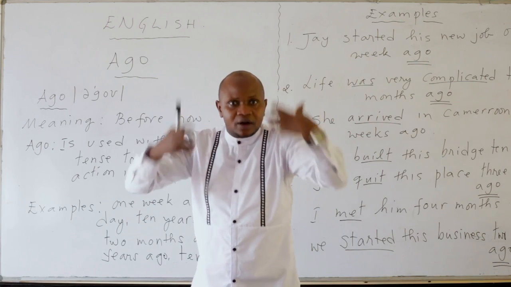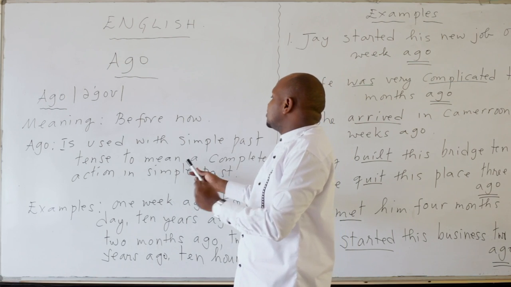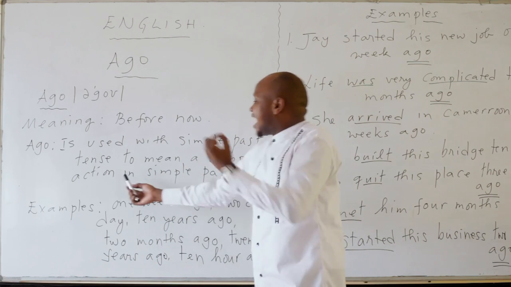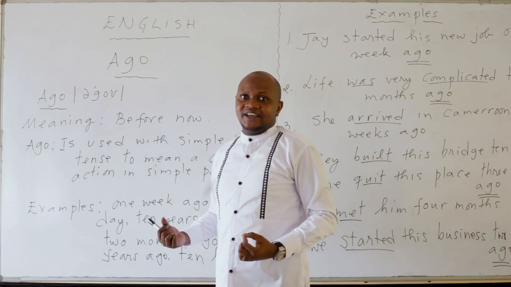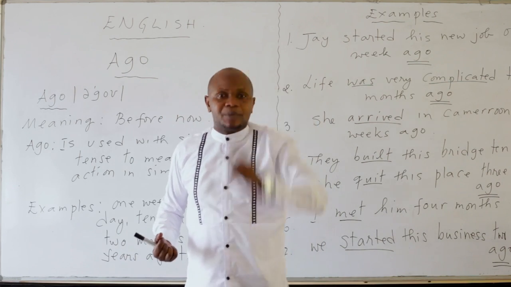You may use ago. Good. Then it is used to mean a complete action in a simple past. Ago is used to mean a complete action in simple past.